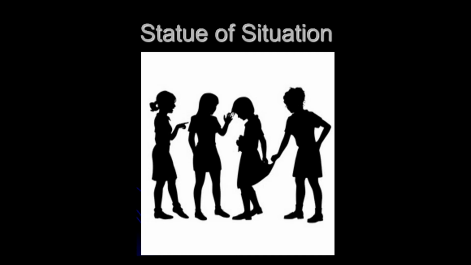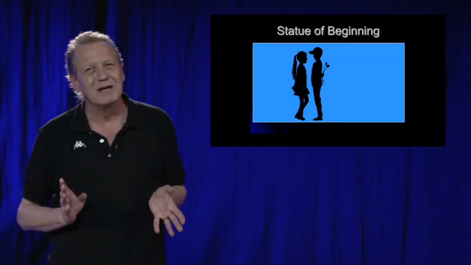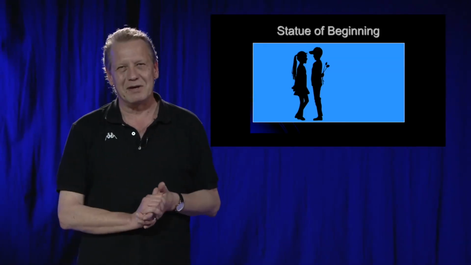Here you see a lot of people, it seems to be young people standing in this image. And this is the situation. The second image is what has caused this situation. So it's actually the beginning of the story. So now we go to the second image.